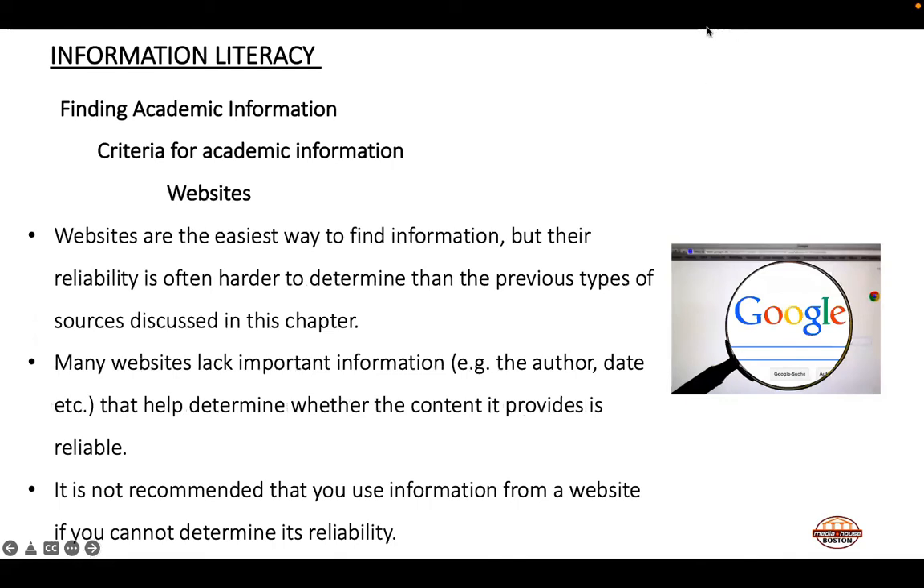So I know that this is probably the most used one that most of you will consult, okay, websites. So websites are the easiest way for us to find information, but sometimes their reliability is harder to determine. Okay, why? Like we've said, somebody said that they couldn't find the author. So they lack this kind of information that helps to determine whether the content is reliable.